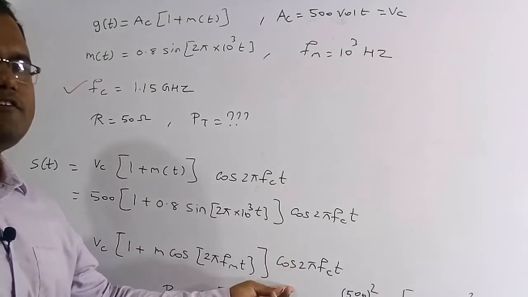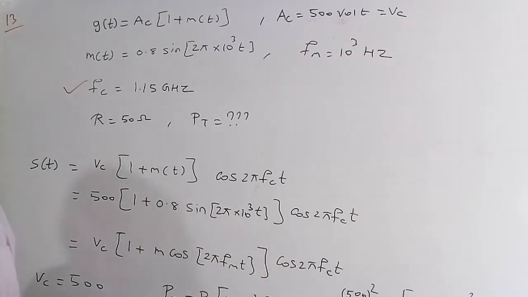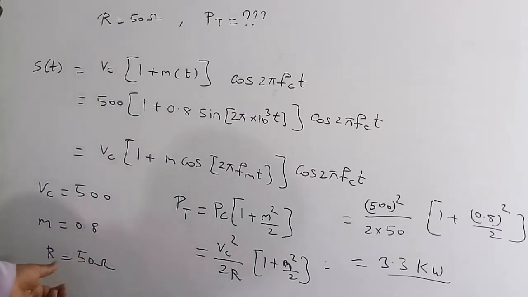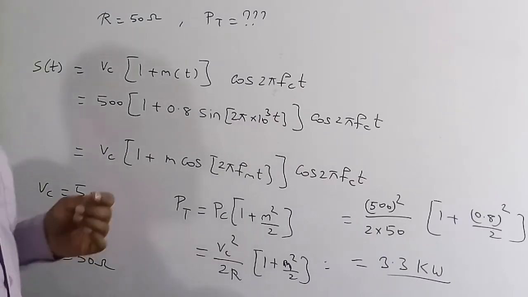And Fc, which we already know, is equal to 1.15 gigahertz. Always the carrier frequency is greater than the message signal frequency. So if you do the comparison, Vc is equal to 500 volt and M is equal to 0.8, and the resistance of the load, which is given, is 50 ohm. So now we need to find the power which is dissipated on this load.